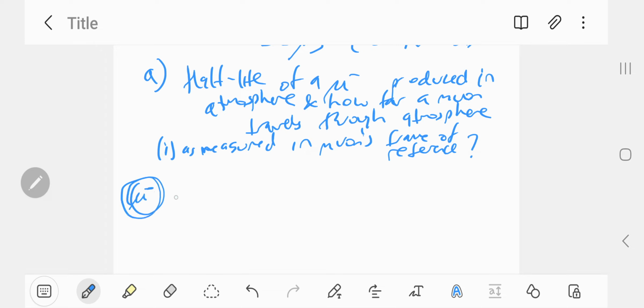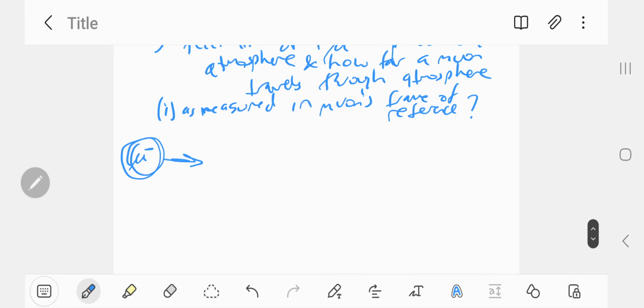So pretending to be a muon heading towards the atmosphere, what's its lifetime? What's its half-life? Now in the muon's frame of reference, the muon is at rest. It's not moving, and everything else is moving with respect to it. The Earth is moving with respect to it. So its half-life would therefore be, according to the question, that's what we're given, 2.2 microseconds.